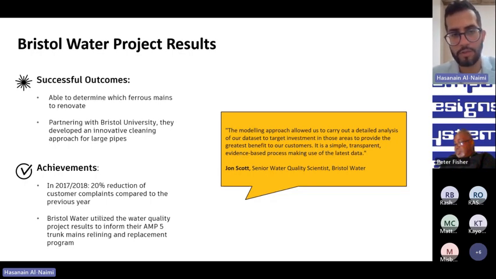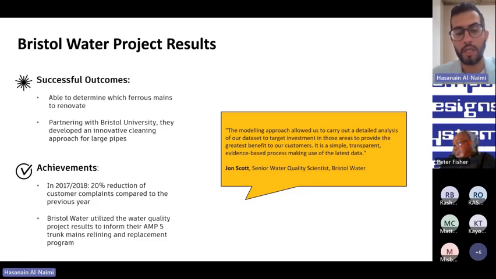The second outcome was, of course, they partnered with Bristol University, and they developed some sort of cleaning approach, right? So this is outside InfoWorks WS Pro. We have some flushing simulation, and you can do some flushing tools, but of course they developed themselves some cleaning approach with Bristol University. And some of the achievement was, as I said, initially it was 10%.